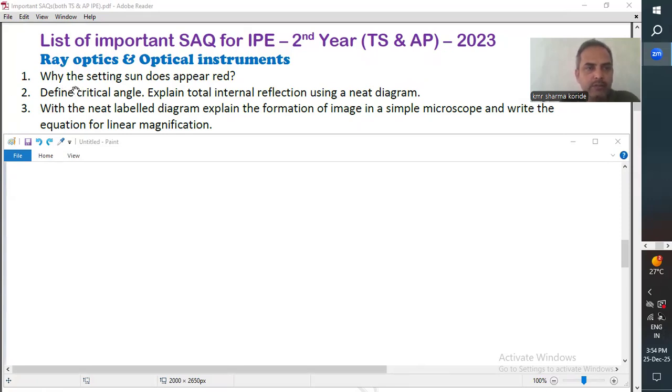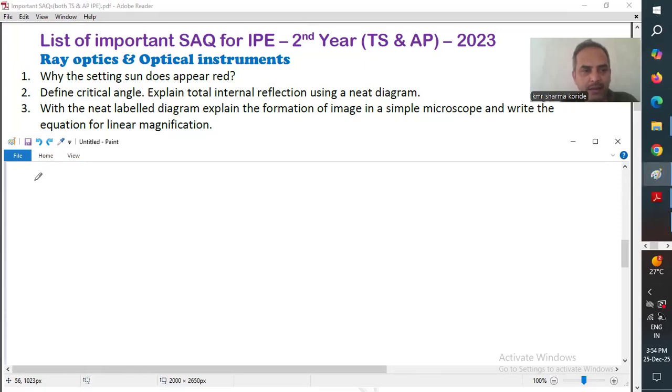The question is why the setting sun appears red. The main reason for the setting sun to appear red is scattering. So first, you try to get the definition of scattering.